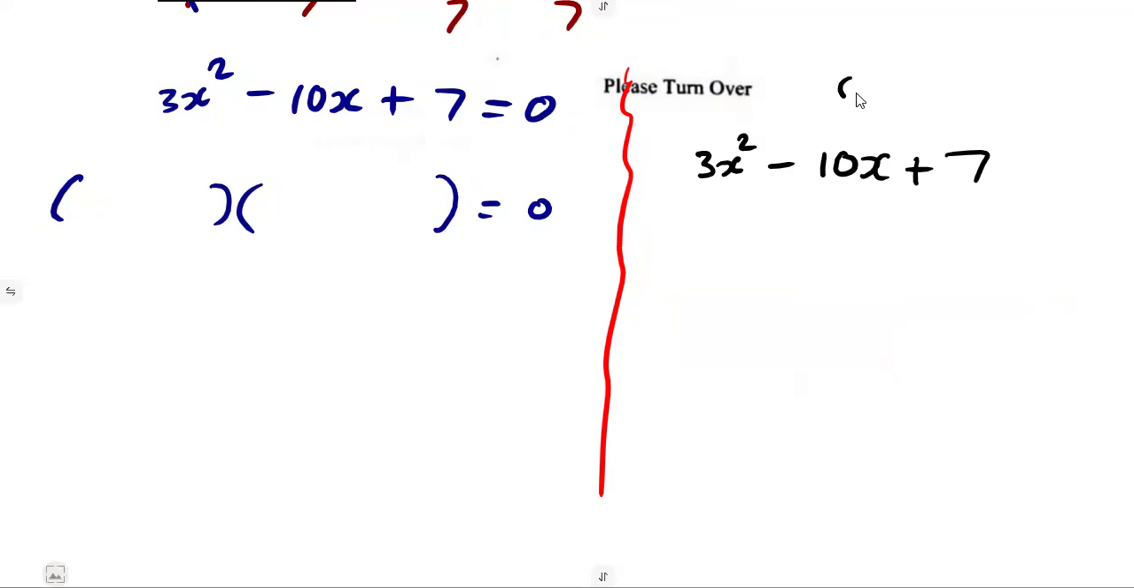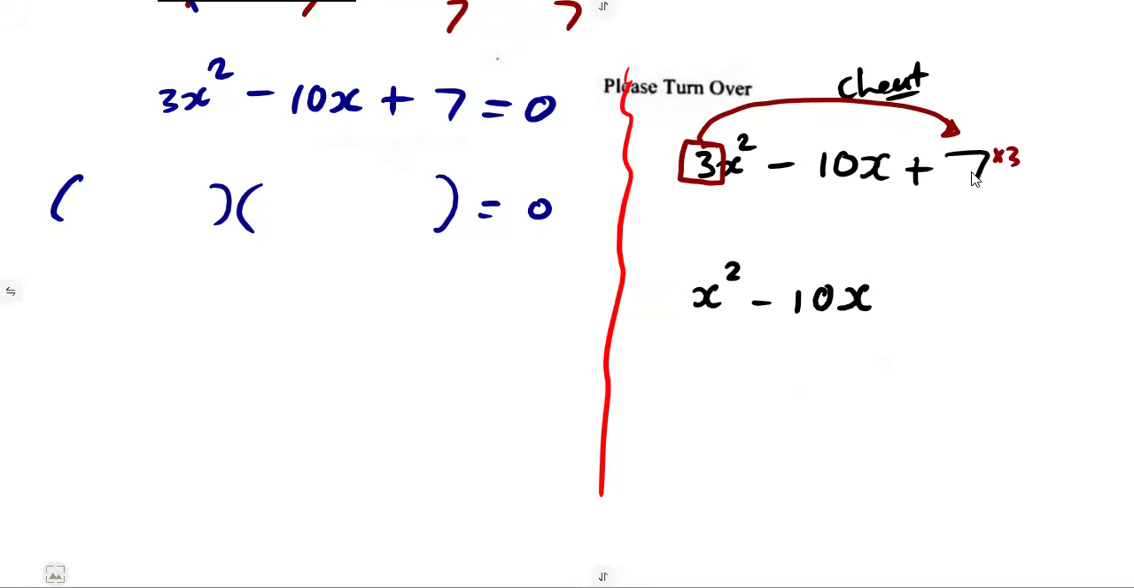All right, but using the cheat method, we can just take the 3, remove this 3, because what you want is to have a 1 that you are used to. So you take out this 3 and multiply it to the last term. You remove it totally, it's no longer there. So it's now x squared minus 10x. Remember, you're multiplying it to the last term here, 7 times 3, which is going to give us 21.